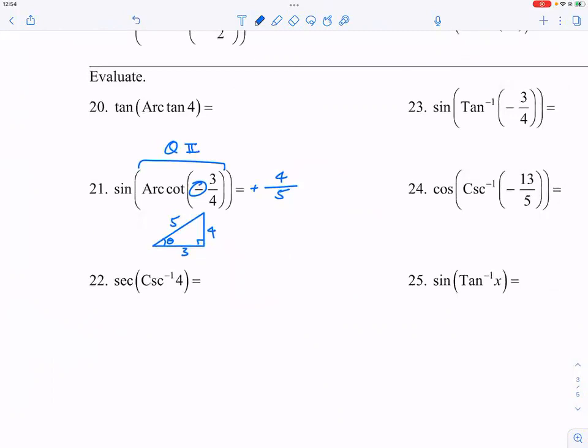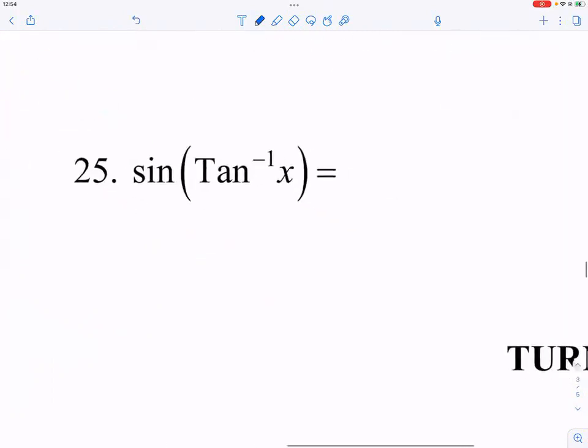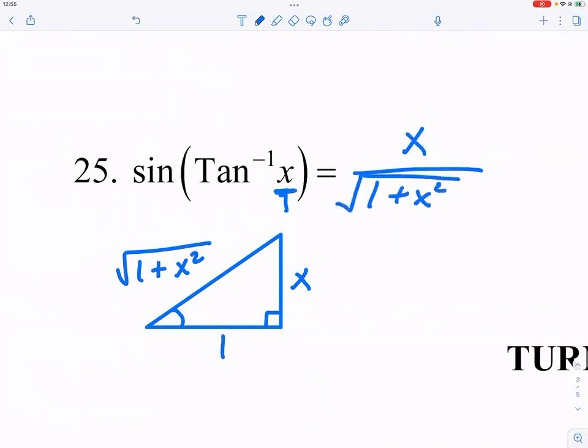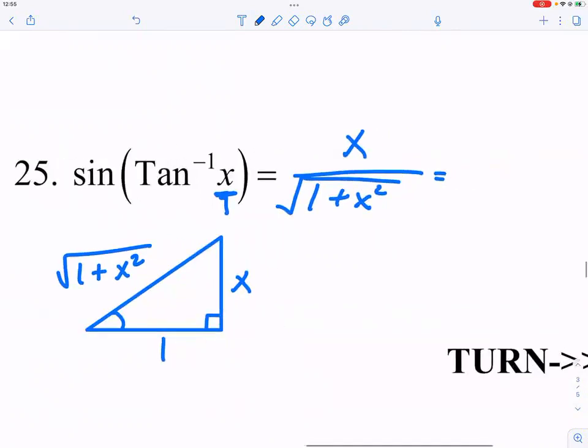And one last one, number 25. Inverse tangent of x inside the sine function. So what it's saying is x/1. All right, so x over 1, you find out that the hypotenuse is the square root of 1 plus x squared. And so sine is x over the square root of 1 plus x squared. You rationalize it, and then you have x times the square root of 1 plus x squared, over 1 plus x squared.